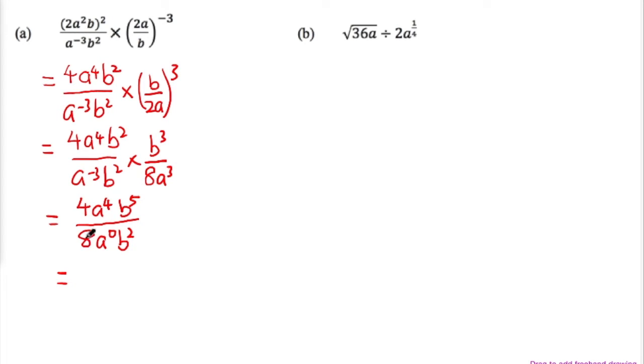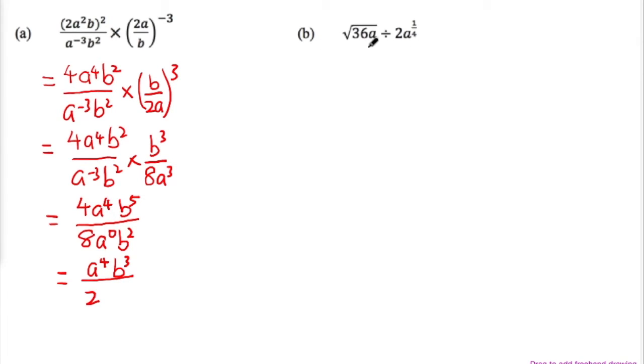Then we simplify further by cancelling the numbers to give us 2 in the denominator, and applying the law of indices, we have a to the power of 4 minus 0, which is just a to the power of 4 in the numerator. Similarly, b to the power of 5 minus 2 will be b to the power of 3 in the numerator. This completes the question. We now move on to question 1b.